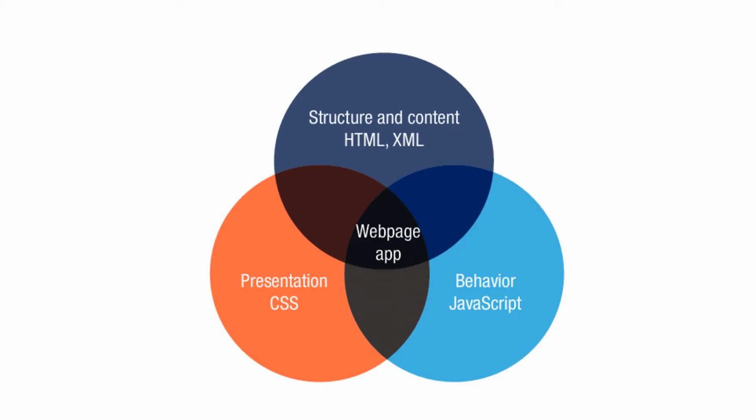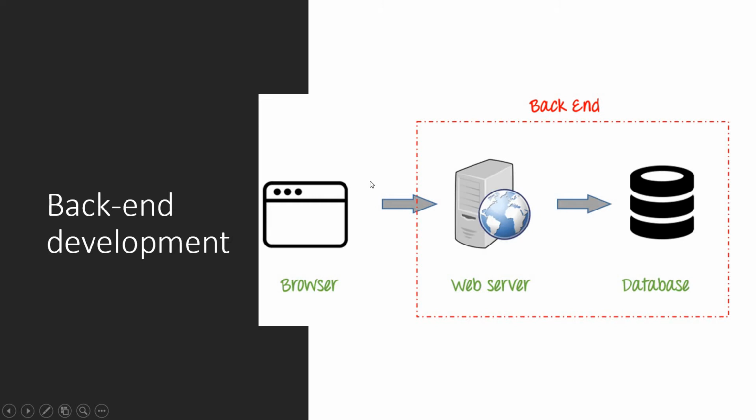Here is a small chart. A web page app is a combination of JavaScript, CSS, HTML and XML. What is backend development? Backend development, as the name suggests, means we have something running in the backend which is not generally seen by the normal users of the website.